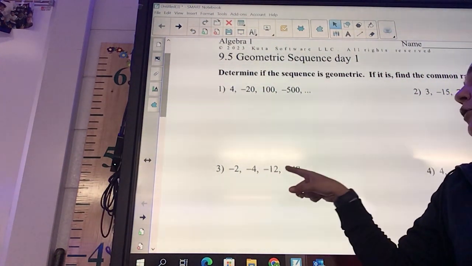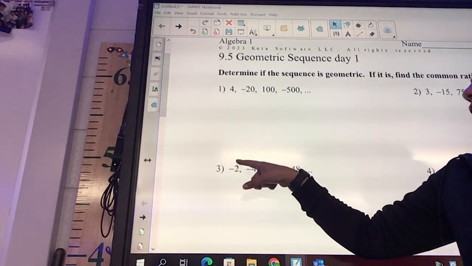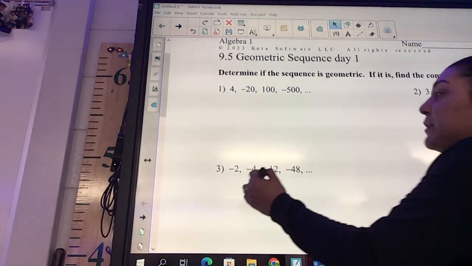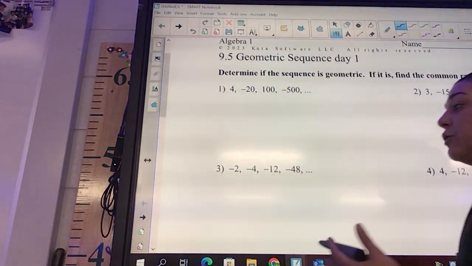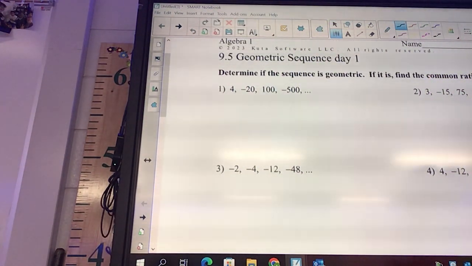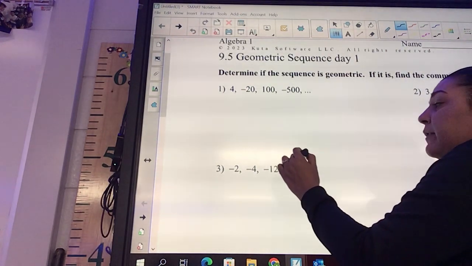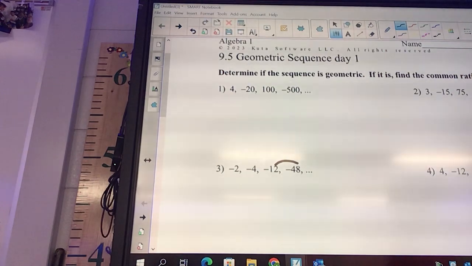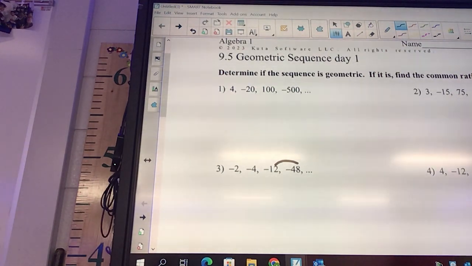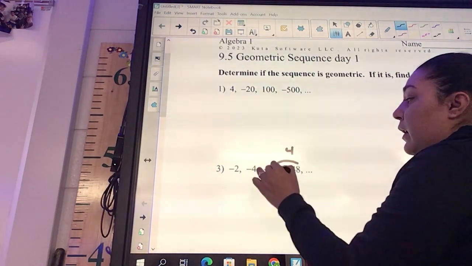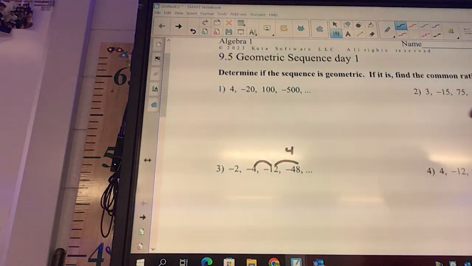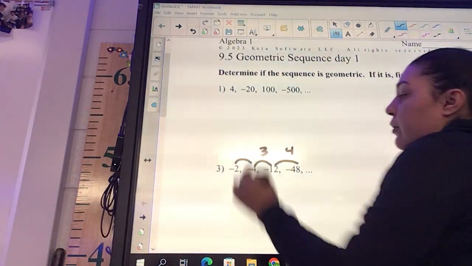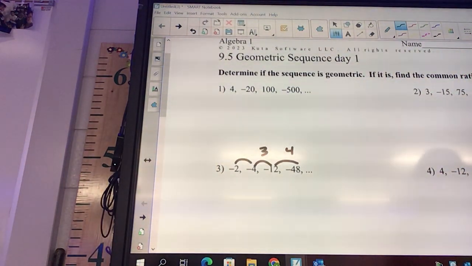So 2 to 4 to 12. So 2 times what gives me 4? 2. And the opposite, if your times tables suck, what you can do on your calculator, especially if it's a number you don't know, you take the bigger one and divide it by the smaller one. So what is 48 divided by 12? Okay, what is 12 divided by 4?